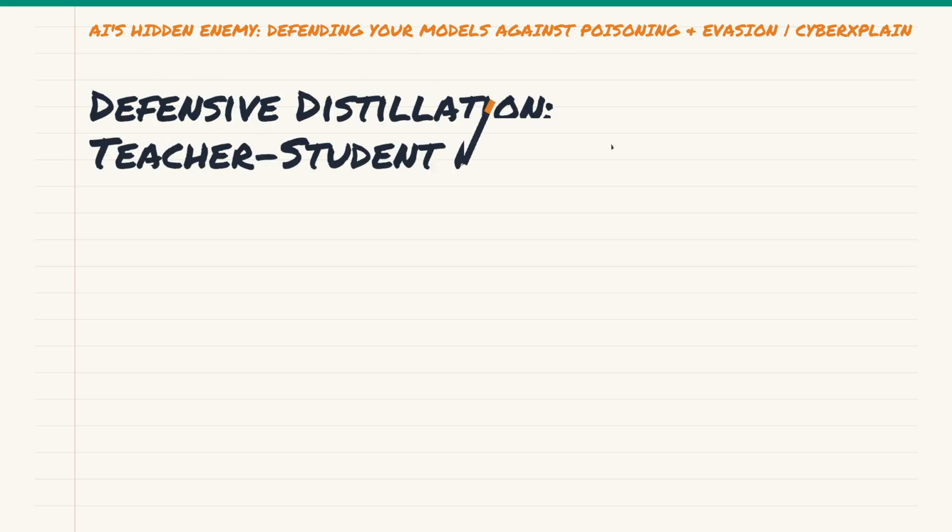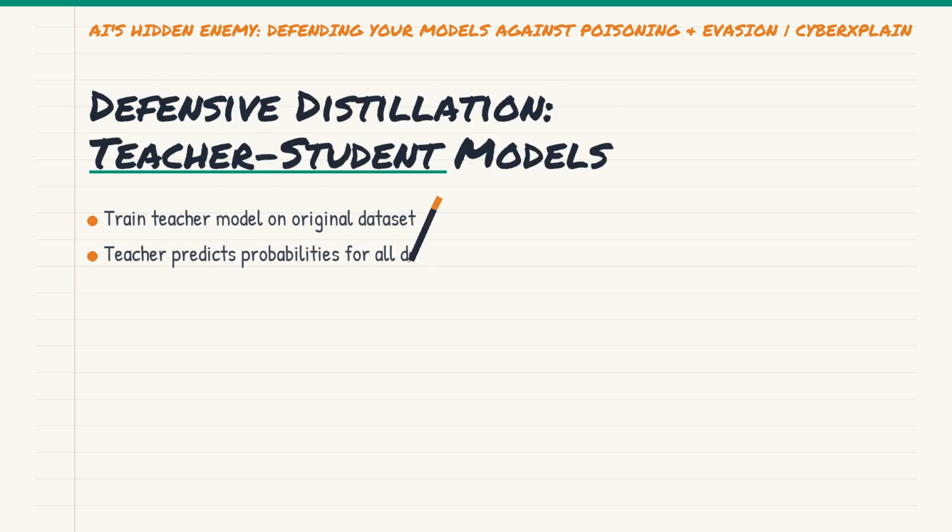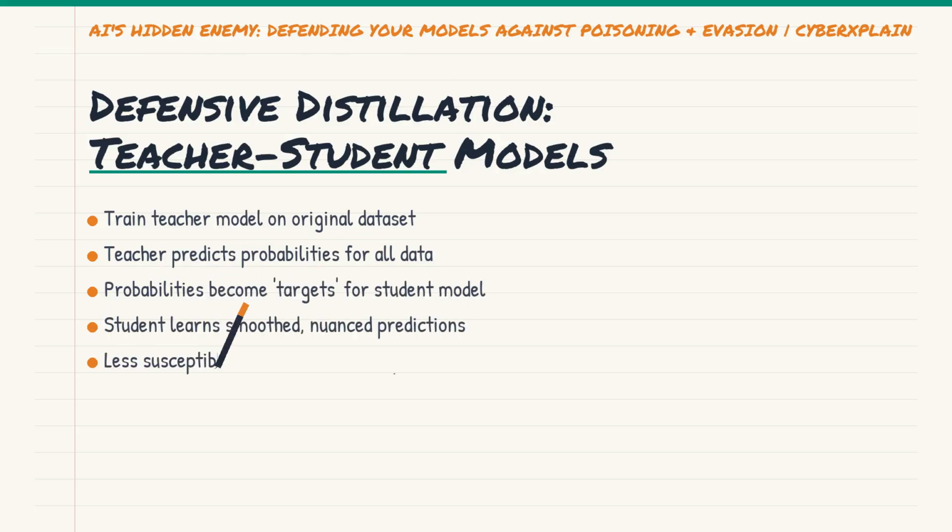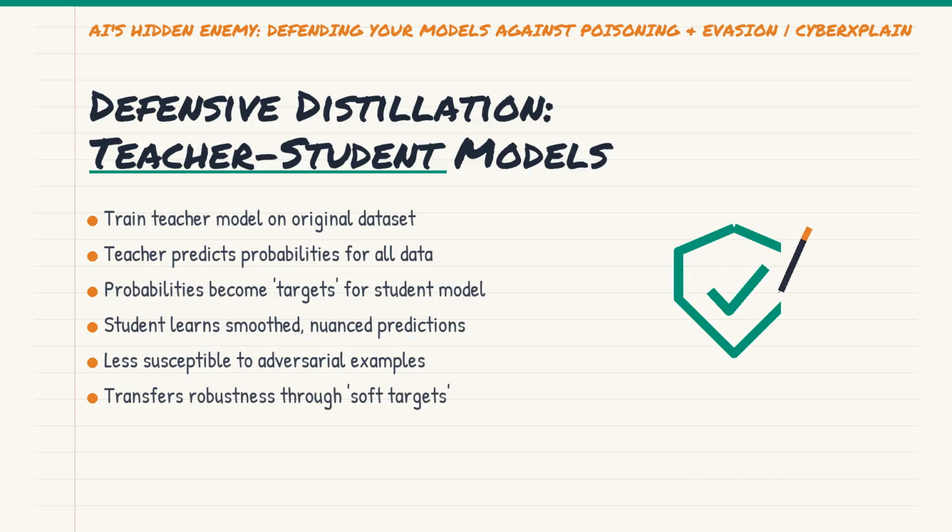Here's how it generally works. First, you train your powerful teacher model on the original dataset. Once that's done, you use this teacher model to predict probabilities for all your training data. These probabilities, not the original hard labels, become the targets for training your new, smaller student model. The student model learns to reproduce these smooth, nuanced predictions. This regularization effect of learning from a softened target often makes the student model less susceptible to the subtle, targeted changes of adversarial examples, as its decision surface is less jagged. It's a way to transfer robustness.